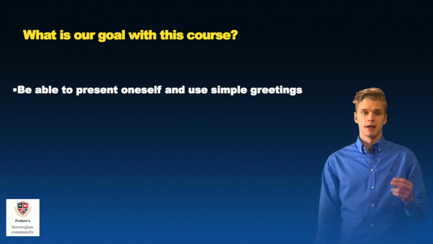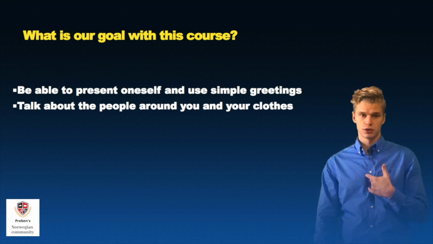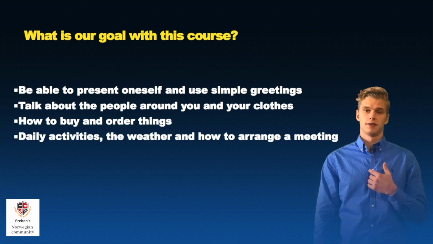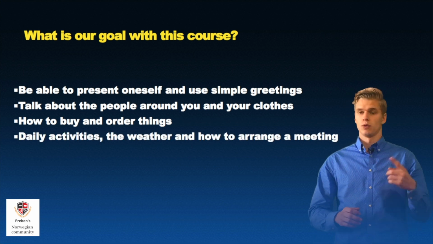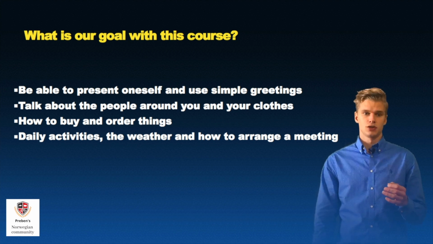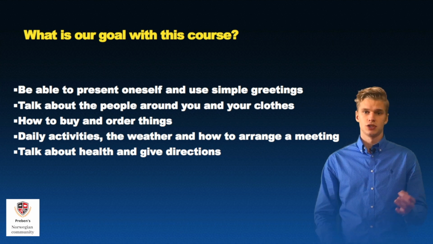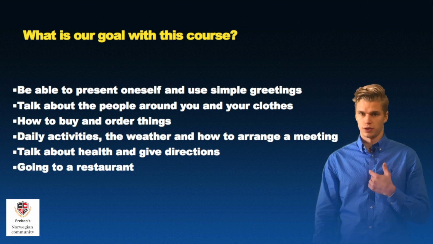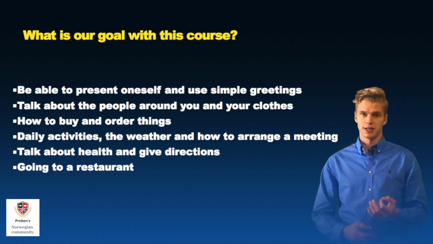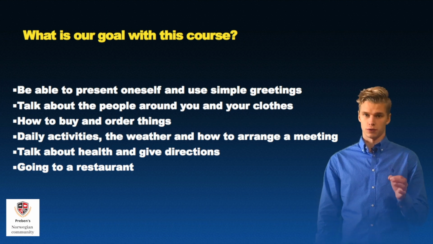The second thing is that you're able to speak about the people around you and your clothes. The third thing is how to buy and order things. The fourth thing is to speak about daily activities, the weather, and how to arrange a meeting. The next thing is to talk about your health and give directions to someone. And the last thing is to order something in a restaurant. As you can see, these are basic things in Norwegian. Those are the goals required for A1 level.